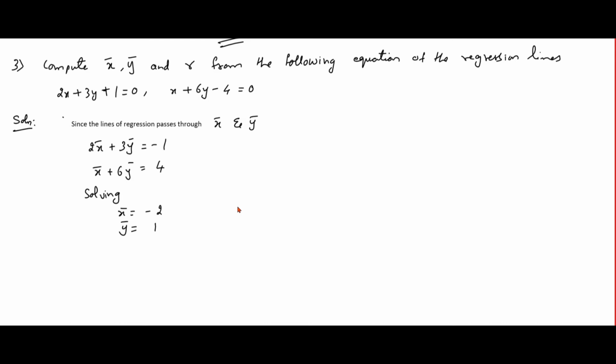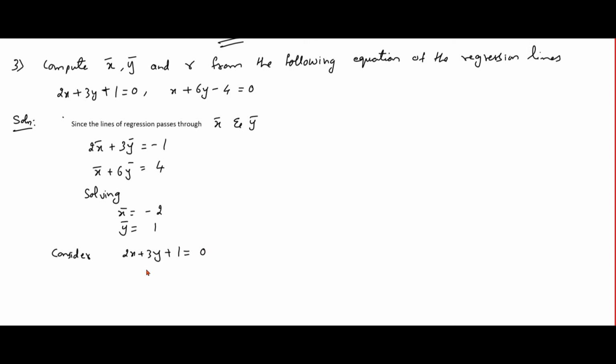Now I need to find the value of r. To find r, one equation should be in the form of y is equal to, and the other equation should be in the form of x is equal to. So let us try to express the equations in the form of x is equal to as well as y is equal to. Let us take the first equation, the equation 2x + 3y + 1 = 0.